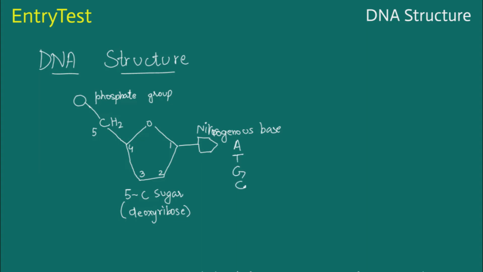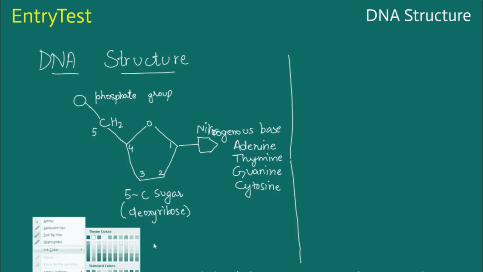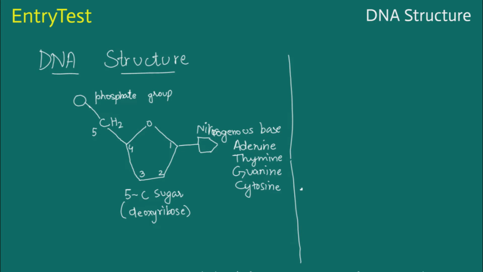Now we are going to state the names of these 4 bases and also learn about their structure. So A stands for adenine, T stands for thymine, G stands for guanine, and C stands for cytosine. So these are the 4 important bases, and now let's go ahead and do the structures of these 4 bases so that you can understand the differences between them. So let me go ahead and draw the structure.